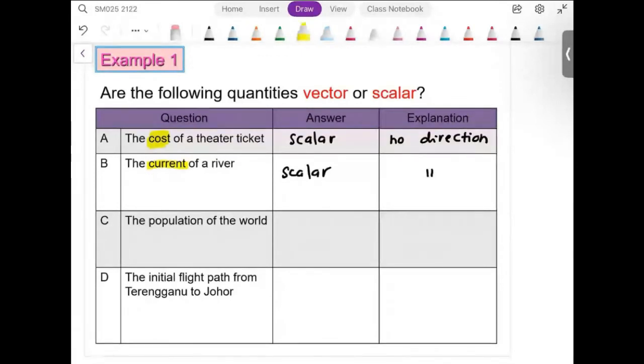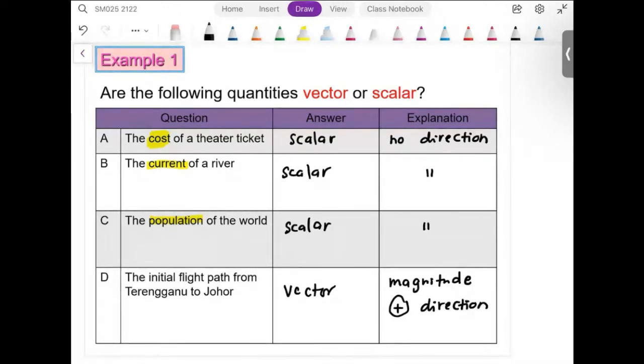Okay, next one, a population of the world. Bilangan populasi, itu pun tak ada arah tuju kan, so it is also scalar. And last one, initial flight path. Perjalanan kita, flight daripada Terengganu to Johor. So, this is a vector. Kenapa? We have a magnitude, jarak tu, and then jarak kita bermula mesti daripada Terengganu pergi ke Johor. We have a direction. So, when it's involving these two main element, magnitude and direction, then this would be a vector.